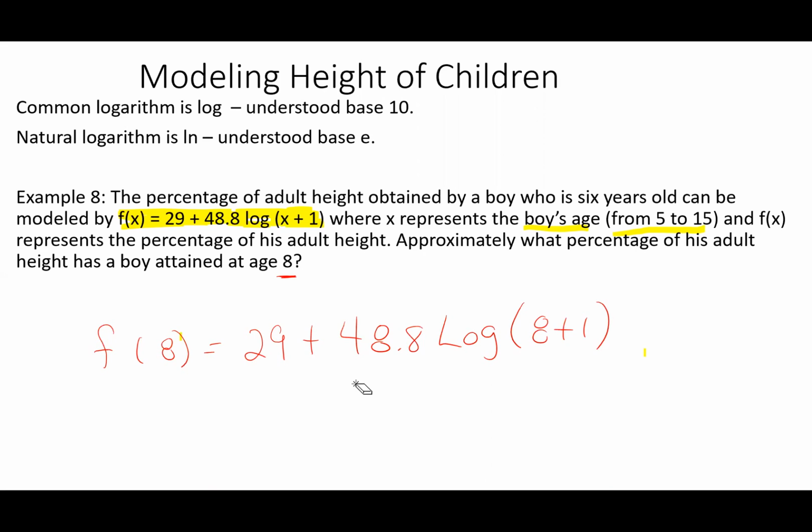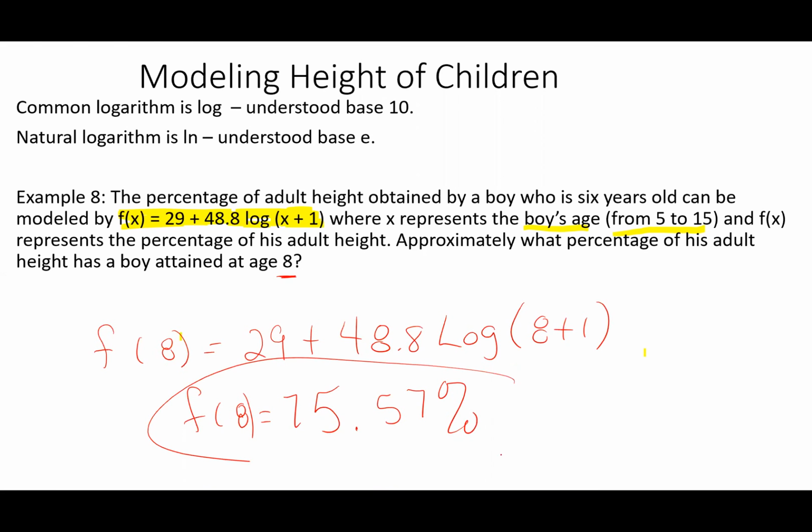Plugging that into my calculator, you can plug it all in one step. 29 plus 48.8 log, it automatically opens a parenthesis, 8 plus 1, or you can just put 9 in there. Okay? So by age 8, 75.57% is how much of his adult height he's obtained. And that's the end of the lecture for 4.2.